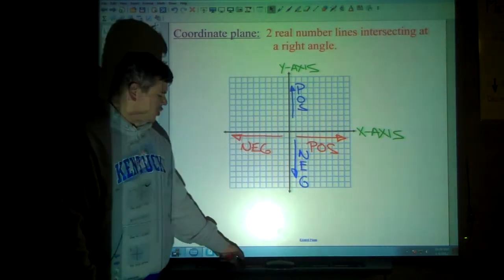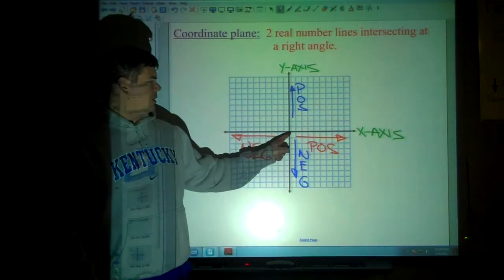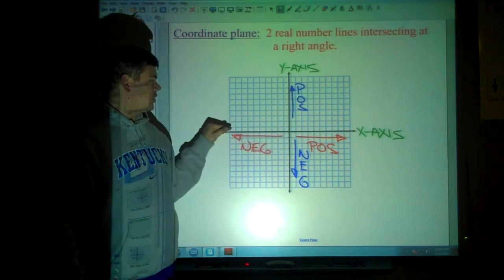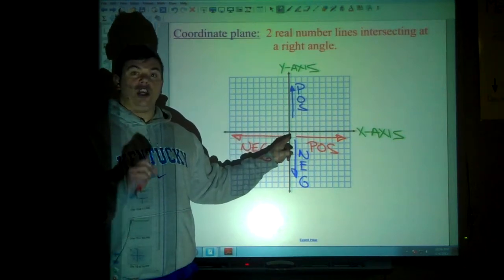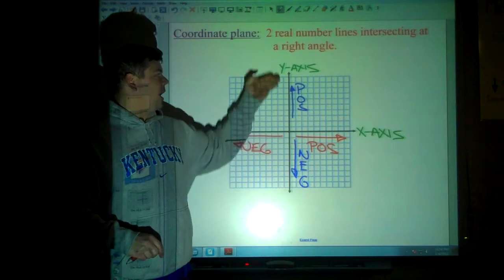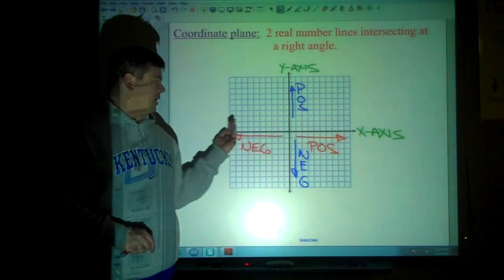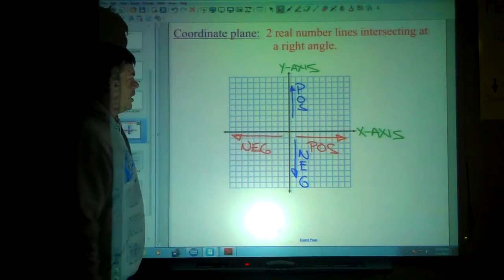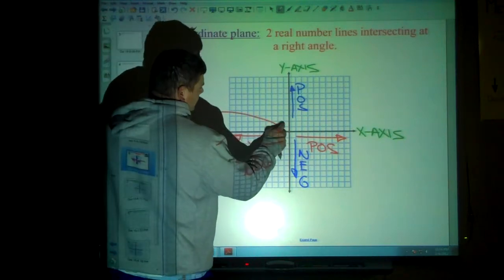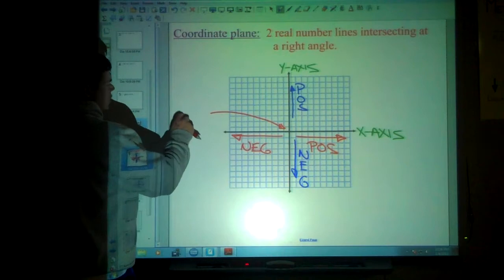One other piece of information to note is that right here, where the two number lines cross, is actually the value of 0 for both number lines. Because if it's positive up and negative down, 0's got to be in the middle. If it's positive right and negative left, 0's got to be in the middle. So this actually is a very special coordinate. It's known as the origin.